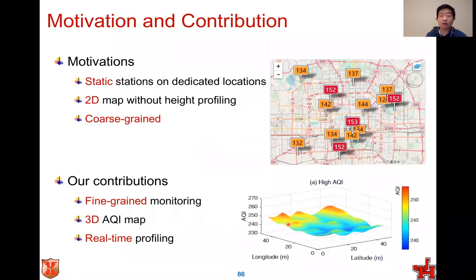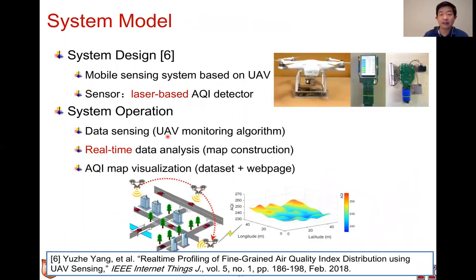The problem with the Beijing map is that they only have fixed locations, and it's a 2D map. Then how could you know the AQI index around here? It's also only 2D and very coarse-grained. So we want to have fine-grained 3D real-time profiling. What we do is we have a UAV with a sensor, so that we fly to different places, and then we generate a real-time solution.